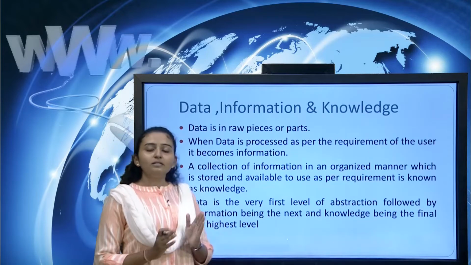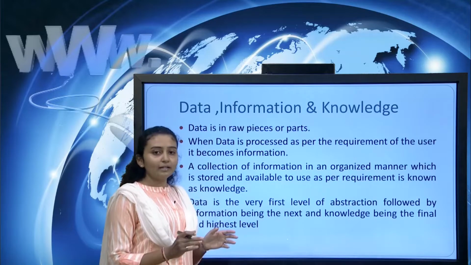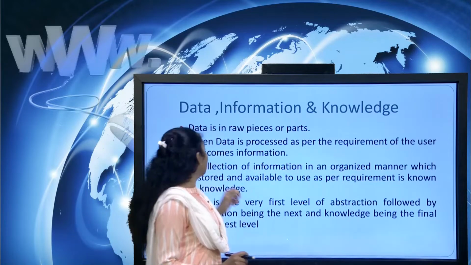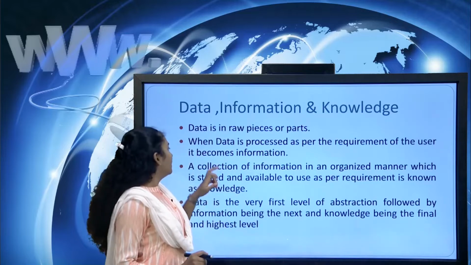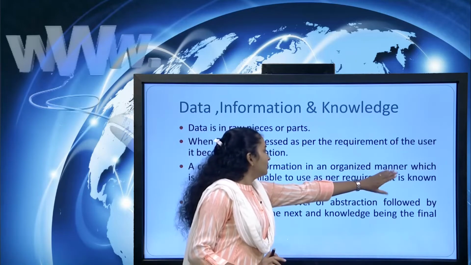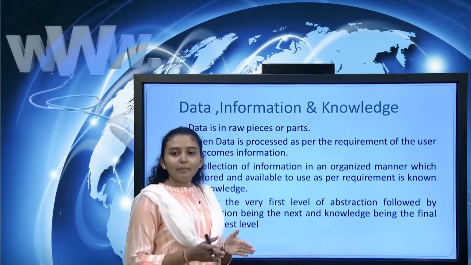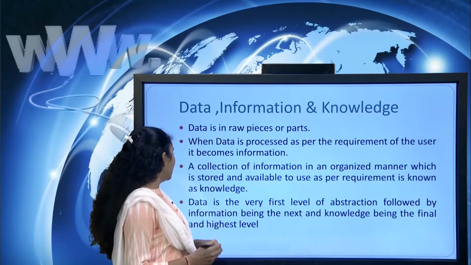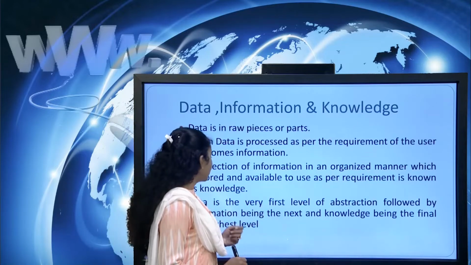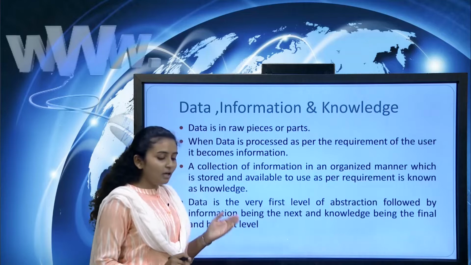Now let's start with what is data. Data is a raw piece of fact. When data is processed as per the requirement of the user, it becomes information. A collection of information in an organized manner, which is stored and available to use as per requirement, is known as knowledge. Data is the very first level of abstraction, followed by information being the next and knowledge being the final and highest level.